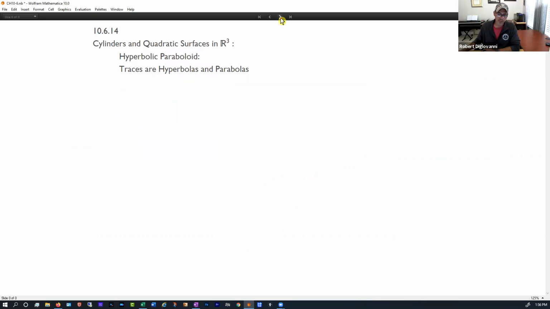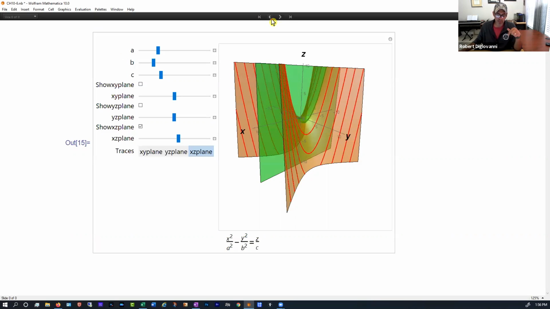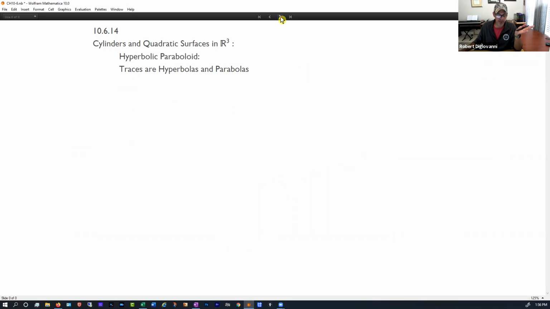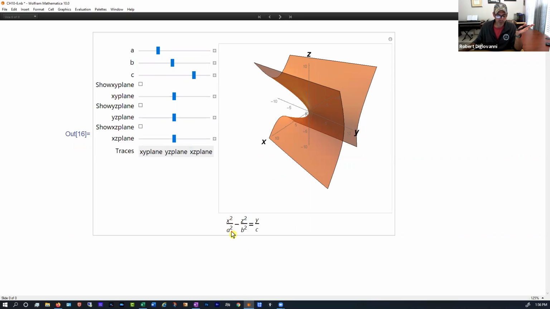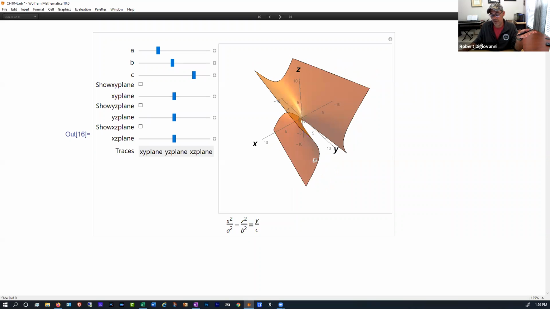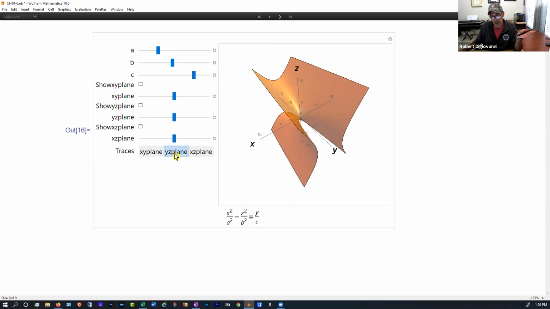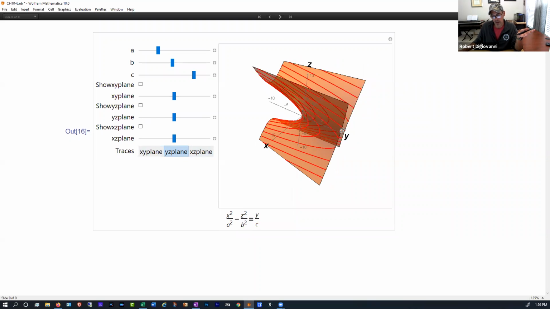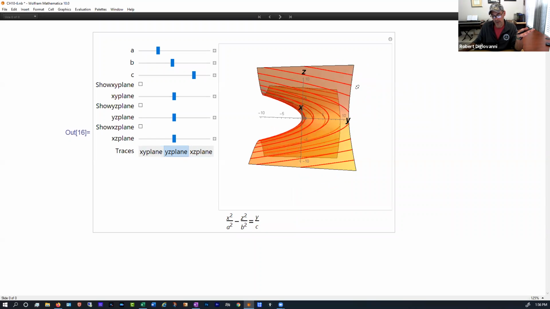Oh, wait, hold on. That was x squared minus y squared equals z. But we could have different variations of that. We could have x squared over a squared minus z squared over b squared equals y over c. So now the y is the one that's not squared, and that means the direction of the y-axis is where we're going to have the parabolas. So our parabolas are going to go up and down the y-axis.